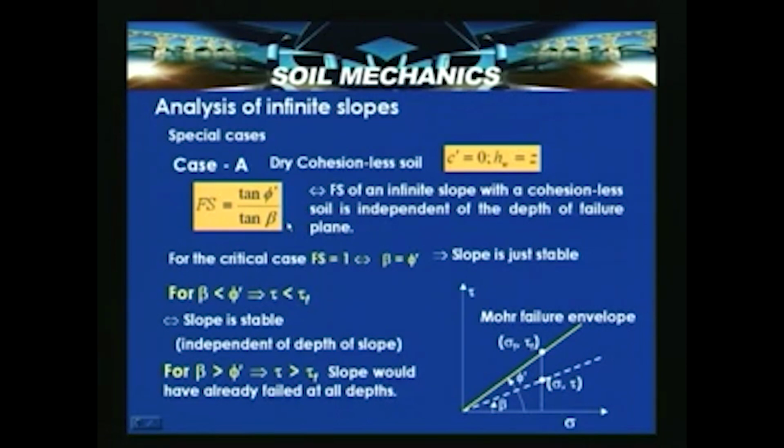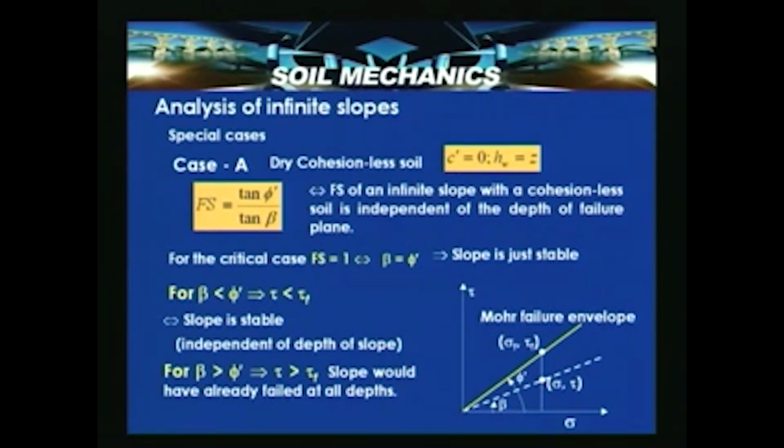This expression indicates that the factor of safety of an infinite slope with a cohesionless soil is independent of the depth of the failure plane. So, this implies that the factor of safety of an infinite slope with a cohesionless soil is independent of the depth of the failure plane. For a critical case, a factor of safety equal to 1 indicates that beta is equal to phi', that is, slope inclination equal to the internal frictional angle of the material.